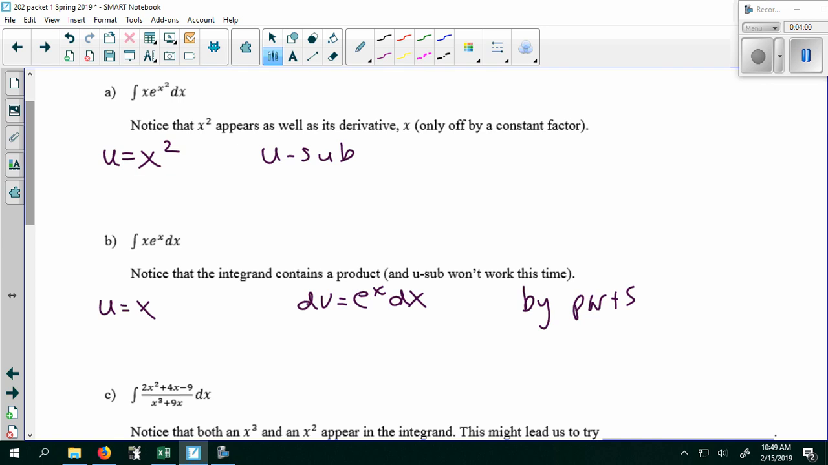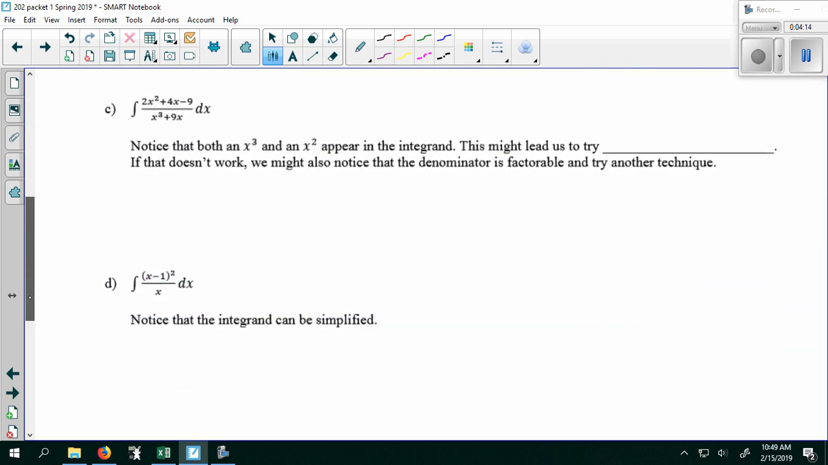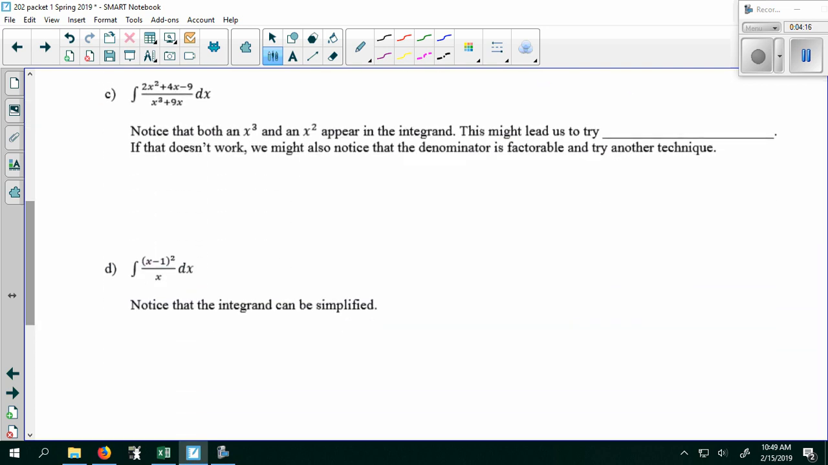And we don't have to go through the whole problems. The goal of today is to be able to look at an integral and pick a technique that we think will work. You can't always be 100% sure, like in this next example. I have two ideas when I look at this integral. My first idea is that, oh, I see an x cubed and an x squared in the integrand, right? So my first idea might be to try U substitution.